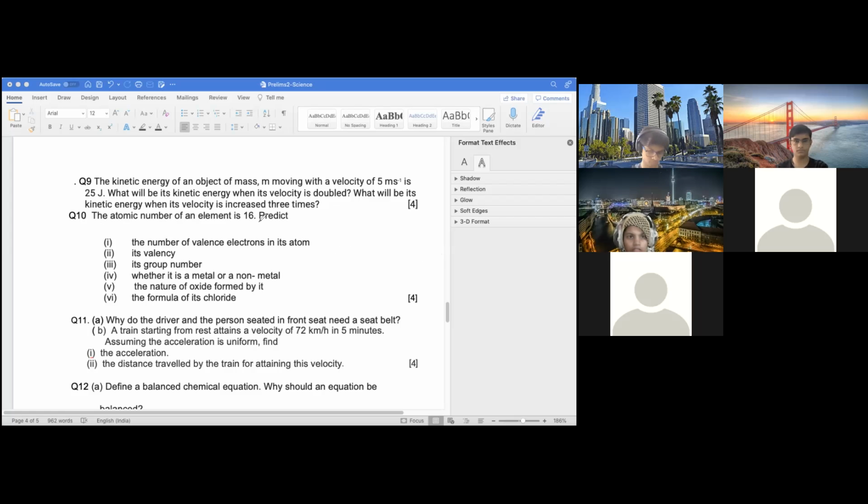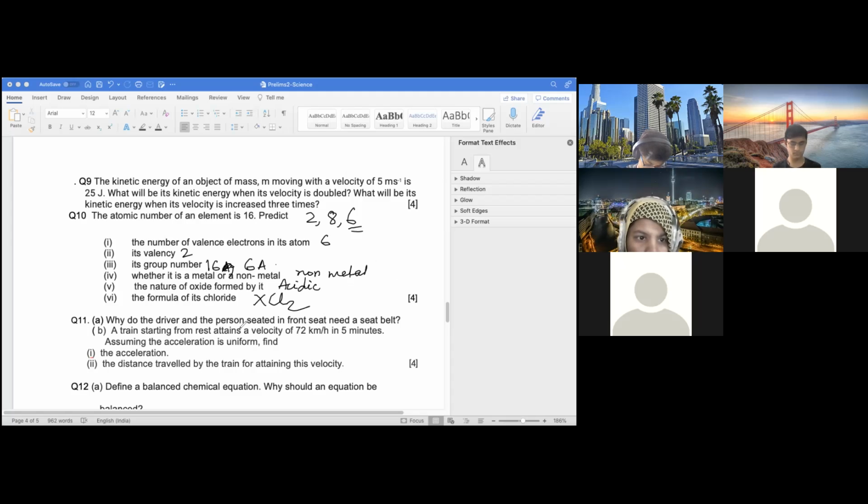Okay, the atomic number of an element is 16. The valence number of, तो क्या हो गया ये? Electronic configuration हो गया. So what is valence electron? 6. Valency 2. Its group number you can write 16A, 16 group or 6A. Okay, anything you can write. Whether it is a metal or a non-metal. ये side में it is a non-metal. जहाँ पे भी इलेक्ट्रॉन एक्सेप्ट करता है, that is a non-metal. Metal होता है 1, 2, 3 electrons in the outermost shell. So it is 6, so it is a non-metal. Oxide, nature of oxide. So non-metal oxides are acidic in nature. Metal oxides are basic in nature. Formula of its chloride. तो ये हो जाएगा XCl2. X अगर मान लोगे तो.